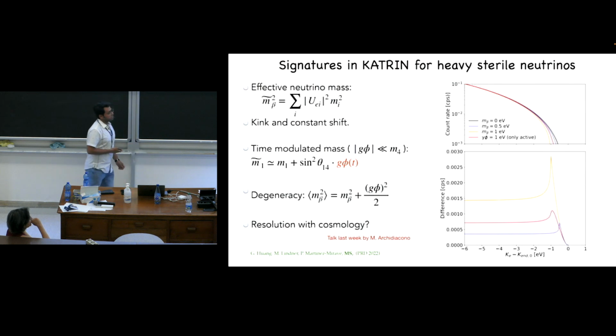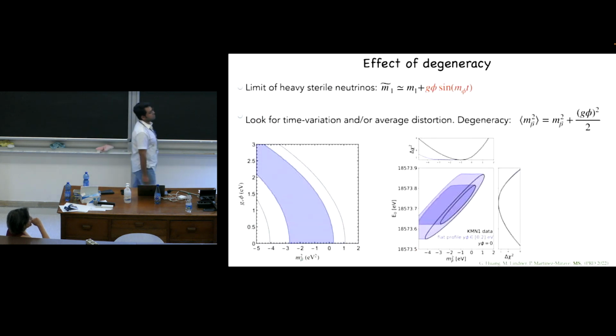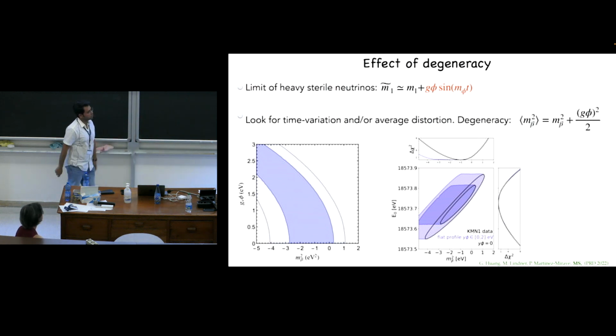So this degeneracy is what KATRIN can see, and this degeneracy is also relevant out here if you do a scan in different parts of the parameter space. So for example, here we try to fit the data with varying m_beta square and the coupling, and you can see this degeneracy coming up. For every value of m_beta, there is a range of values of g_phi which can satisfy the same contours at a certain confidence level.